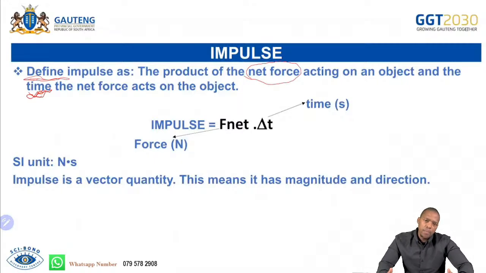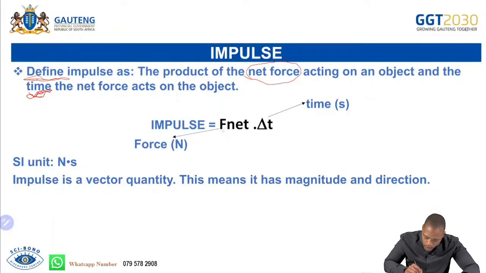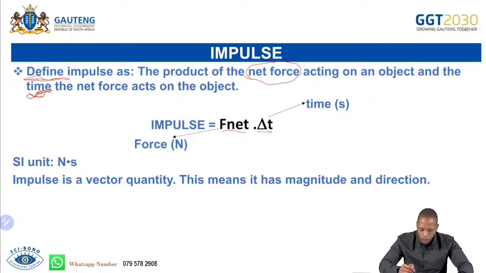Okay, so this impulse can be represented mathematically by the formula impulse is equal to F net delta t, or F net multiplied by delta t. Hence, we are saying the product, right? From the formula itself, I can remind myself of the definition, because in maths, when you multiply two things, you get the what? The product. The answer that you get when you multiply 1 by 1, that 1, is called the product.